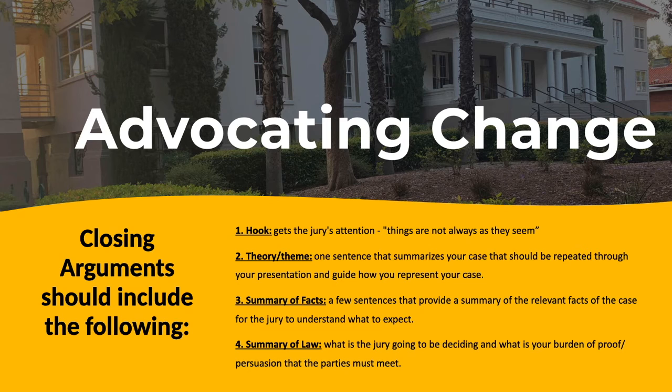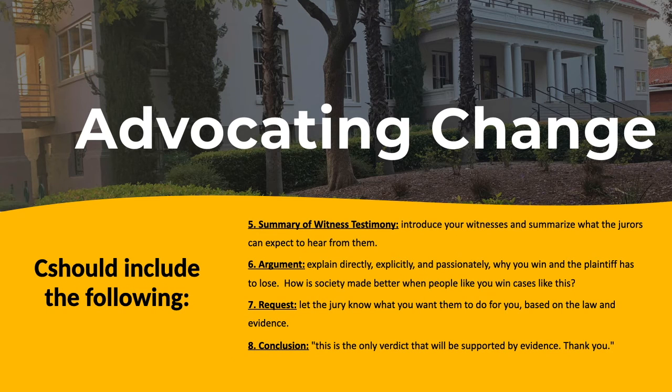A summary of law, which is what the jury is going to be deciding and what burden of proof or persuasion the parties must meet. A summary of witness testimony, which introduces your witnesses and summarizes what the jurors can expect to hear from them. An argument that explains directly, explicitly, and passionately why you win and the plaintiff has to lose. For example, how is society made better when people like you win cases like this?